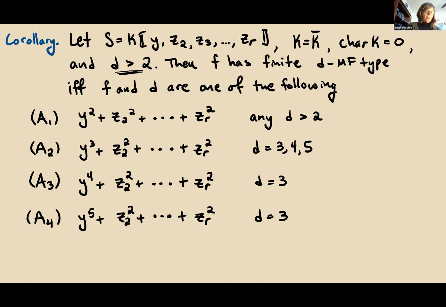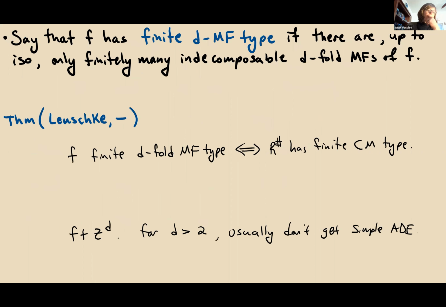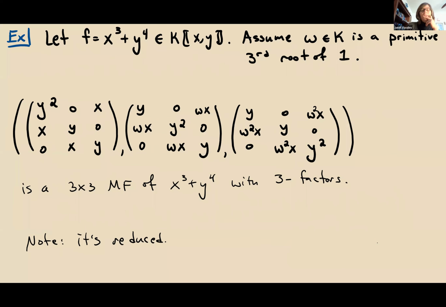I noticed that the example you gave with, I can't remember if it was x cubed plus y to the fourth or flipping the powers, that when you went to 3, you got a 3 by 3 matrix. I mean, if you go to any old D, will it be just a D by D matrix?